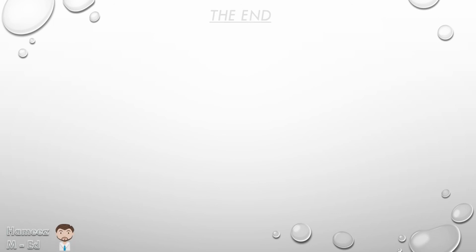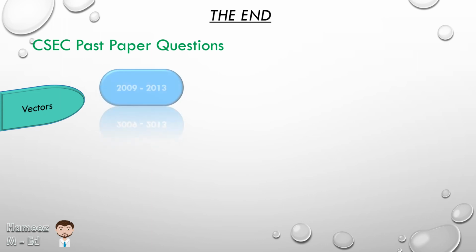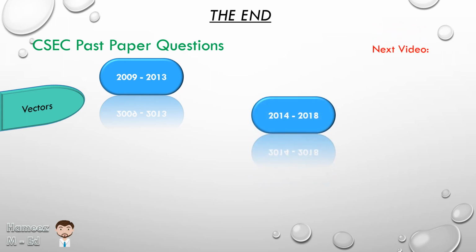We've now come to the end of this video on CSEC past paper questions, specifically on the 9th topic of the syllabus, vectors. We've already done the first video covering the past paper questions from 2009 to 2013, and this one is from 14 to 18. So our next video will be from 2019 up to the present.